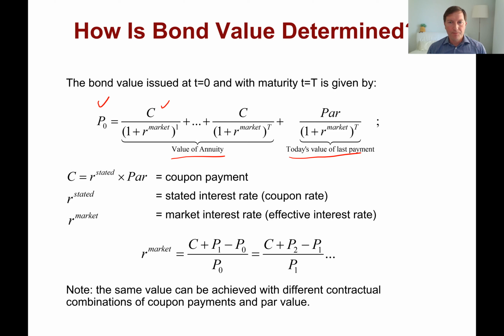And basically, we have a coupon payment, which is equal to par value times the stated interest rate. But then in the denominator, we have the so-called market rate that is used for discounting. Okay, the market rate is the rate of return that investors are going to earn.